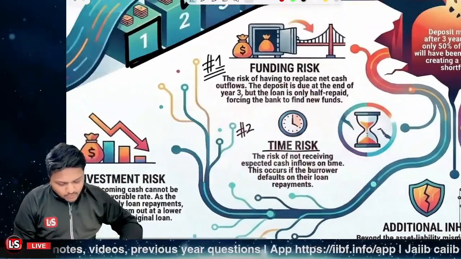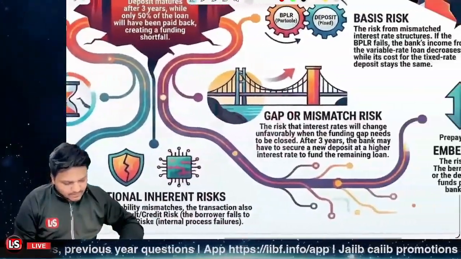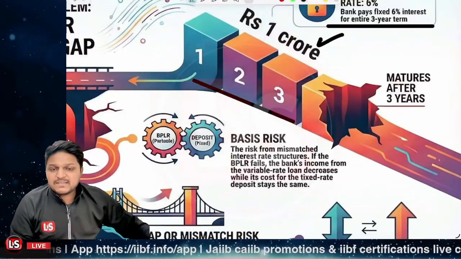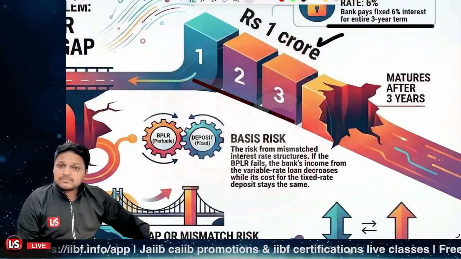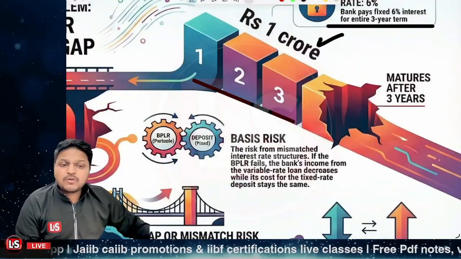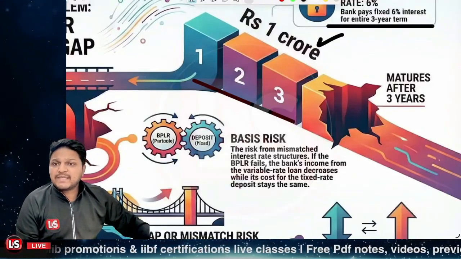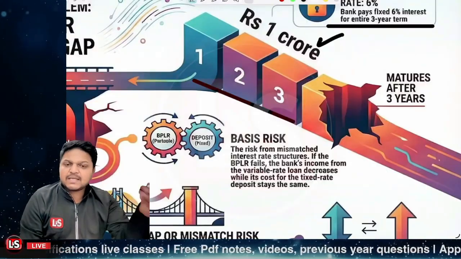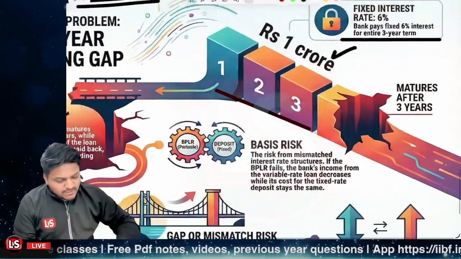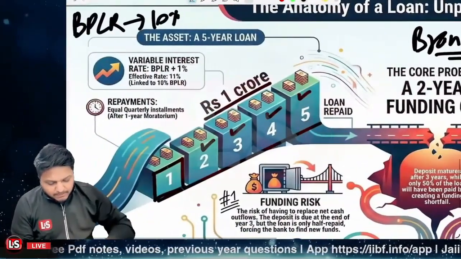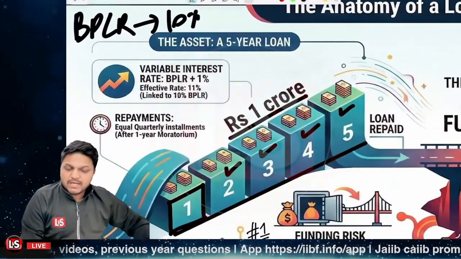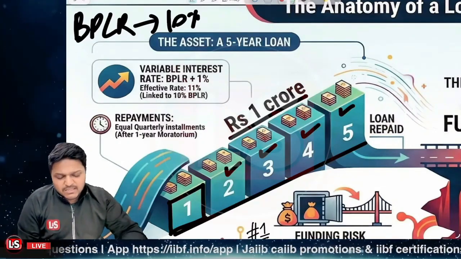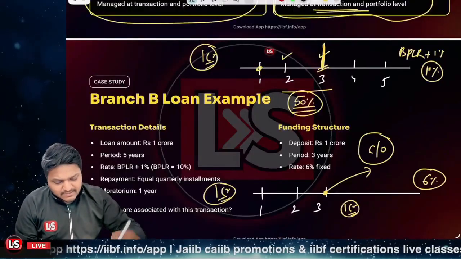And further, the third risk could be related to basis risk. Why basis risk? Basis risk is something where the bases are different. The basis on which the interest rate is calculated on the assets and the liabilities is different. In the case of the asset, that is, the loan, it is given at the BPLR, the base prime lending rate. When the BPLR changes, definitely your net interest margin will change also. Let me make you understand this concept.